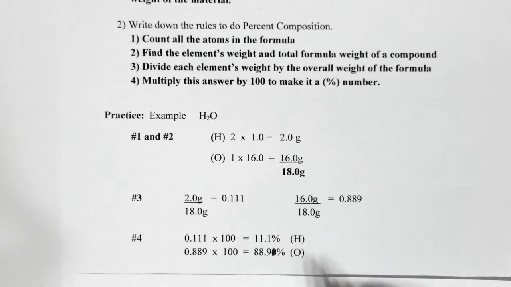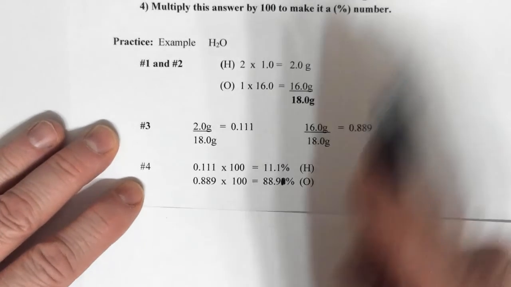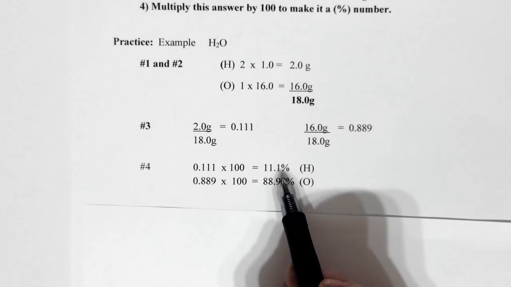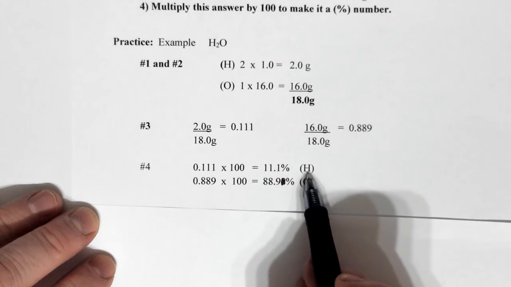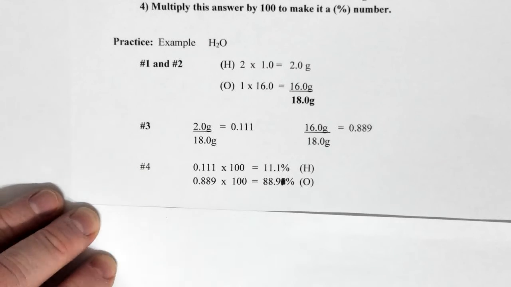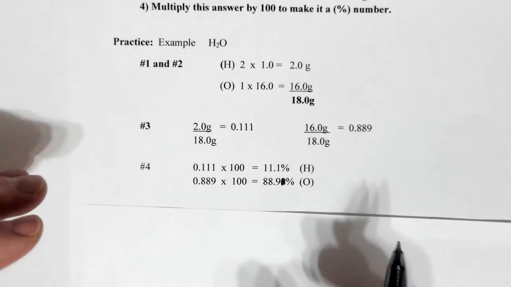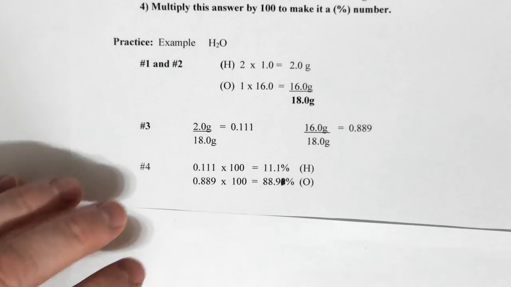So if you drink a glass of water, this is what it's telling me. As you drink the water, the weight that you added to your body from that water, 11% was due to the hydrogen atoms, and 88.9% was due to the oxygen atoms you took into your body. And that's percent by mass. Really simple, very straightforward, and easy to do.